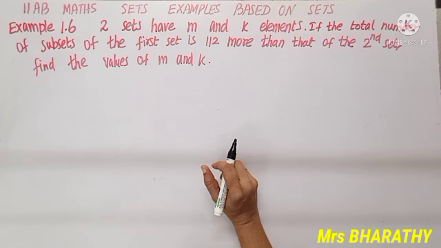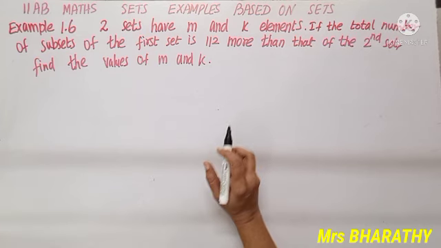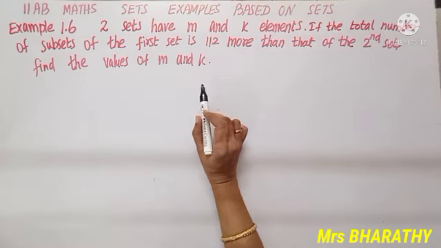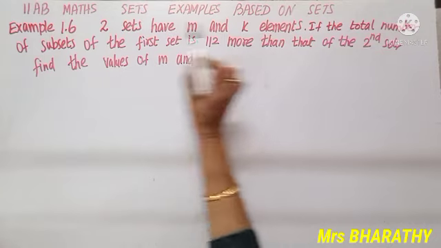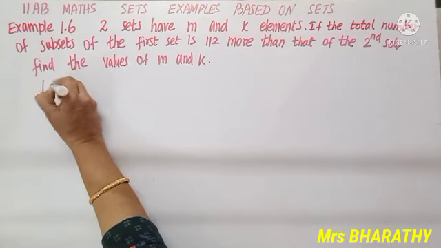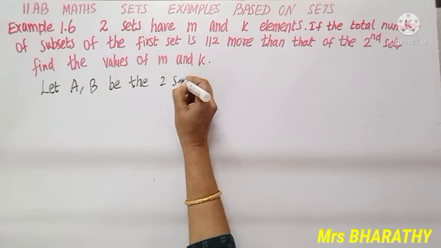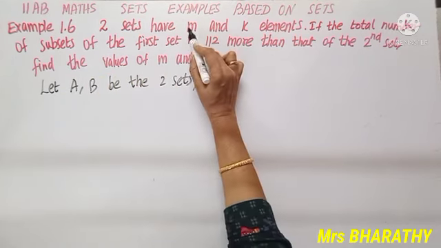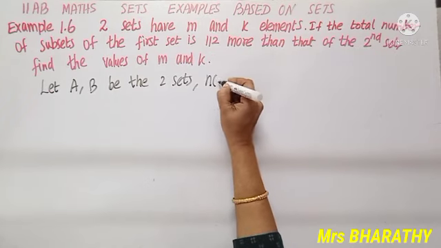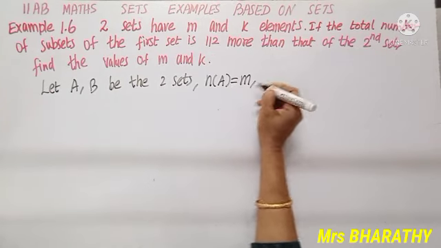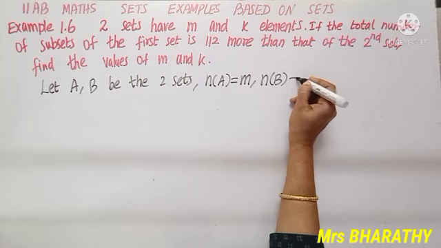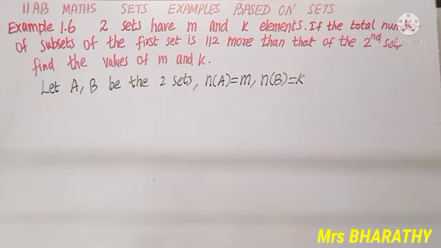Example 1.6. Two sets have m and k elements. The moment I read this, let us name the sets. Let A, B be the two sets. They have said they have m and k elements. So n of A is m and n of B is k. Proceed on to the next line.